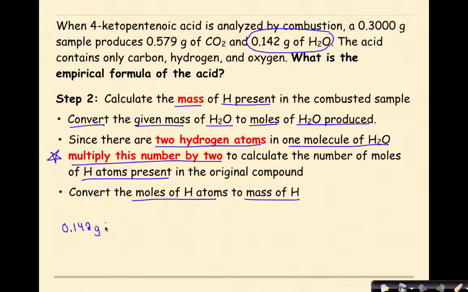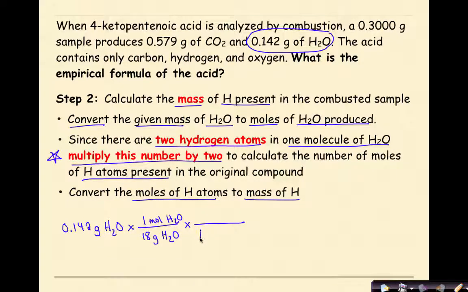0.142 grams of water. And again, convert this to moles of water. So the gram formula mass of water is 18 grams per 1 mole of water. Now, this next step is the key one. We need to have moles of hydrogen.